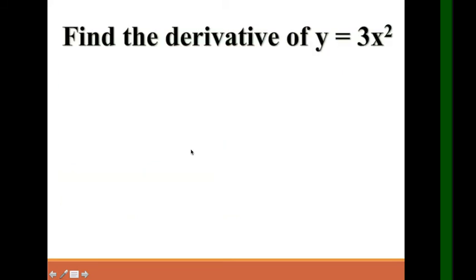But remember that in finding the derivative using the constant multiple rule, the following steps should be followed. First, multiply the exponent by the numerical coefficient of the given function. Second, subtract 1 from the exponent of the given function. Actually, this is just the same with the power rule that I've discussed a while ago. And then simplify the resulting derivative. Okay. So, first, gagawin natin is kukunin natin yung power rule.